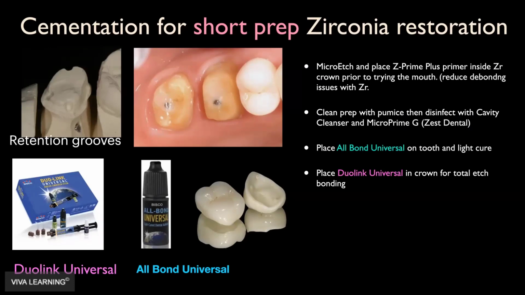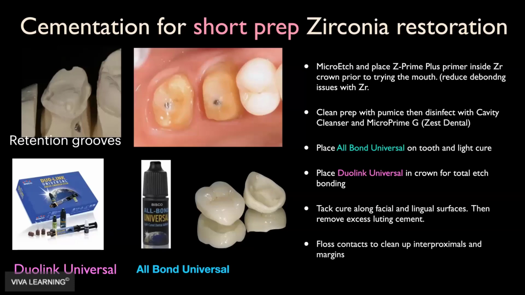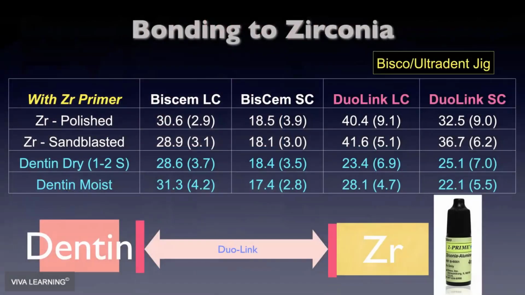You can use this combination here for Emax as well. It's a perfect combination for Emax, by the way. And then you tack cure, and then I'm going to remove the excess, floss the contact, clean up the margins, and then I light cure fully around it, and you're done. You just got to do some cleanup. That's it. Bonding to zirconia.